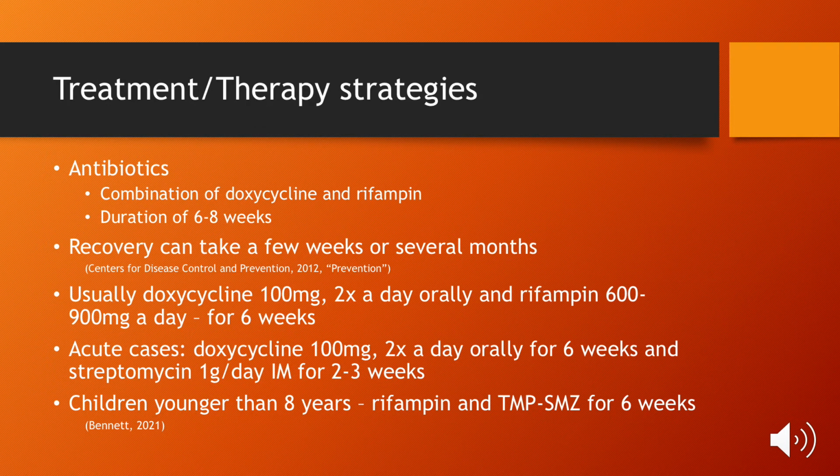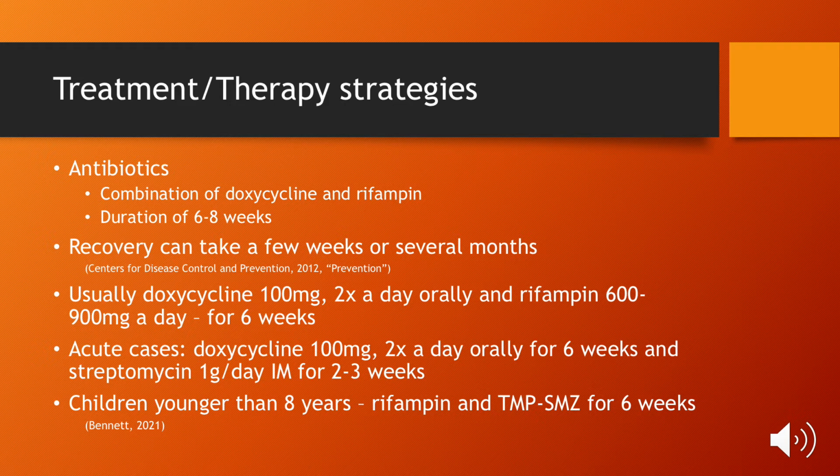Since it is a bacterium, the treatment for brucellosis is antibiotics, and it is normally a combination of doxycycline and rifampin for the duration of 6 to 8 weeks. The recovery can take a few weeks or even several months. Normally, there's doxycycline that is taken twice a day orally in combination, like I already said, with rifampin. In acute cases, doxycycline is used twice a day orally for 6 weeks, and then in combination with streptomycin intramuscular for 2 to 3 weeks.